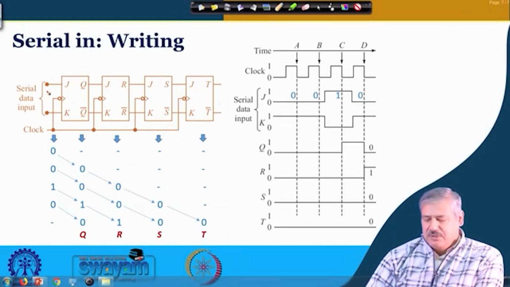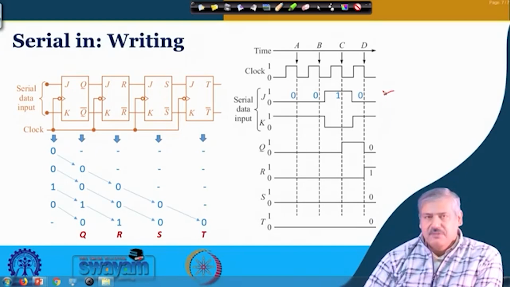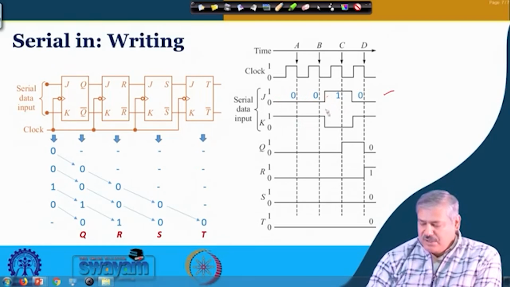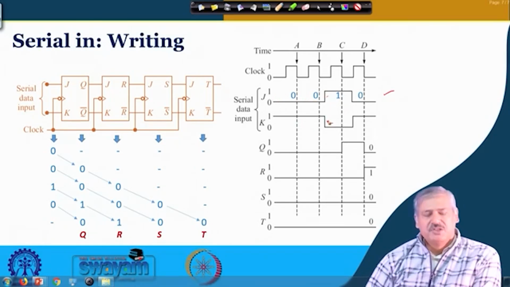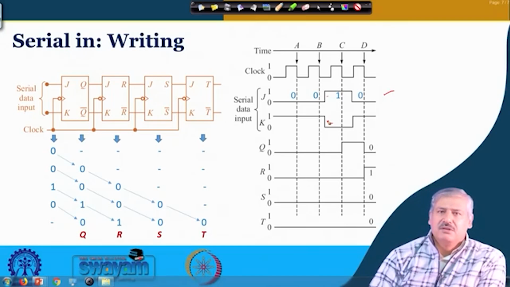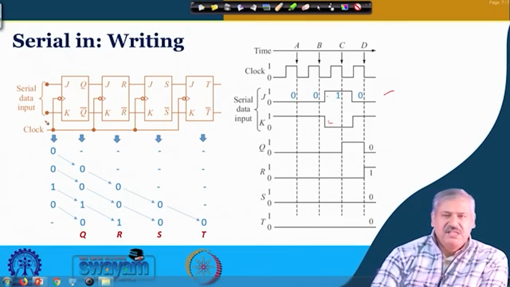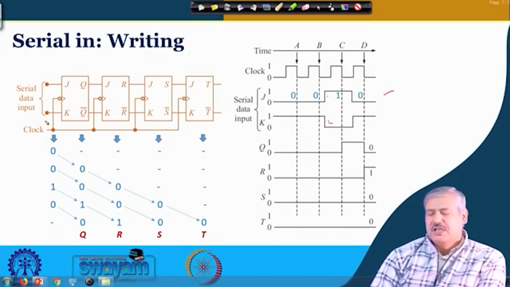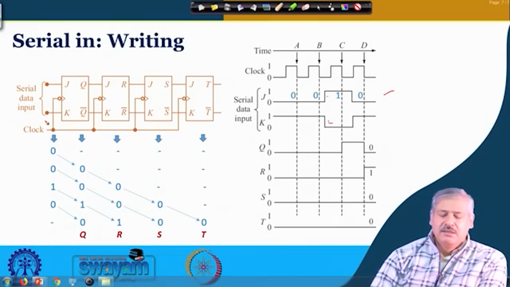You can see in this timing diagram the serial input that we are having. If you have a 0 at J, the corresponding K is 1; whenever J has become 1, immediately K has become 0. So, that is ensured. You can put an inverter between J and K, and feed the data from J. That is the idea, it is very simple. So, effectively it becomes a D flip flop.